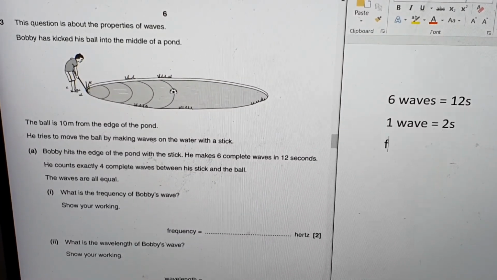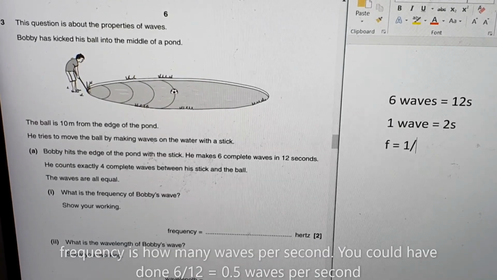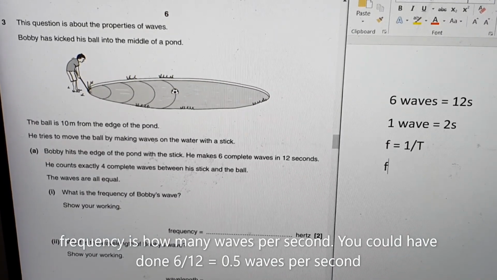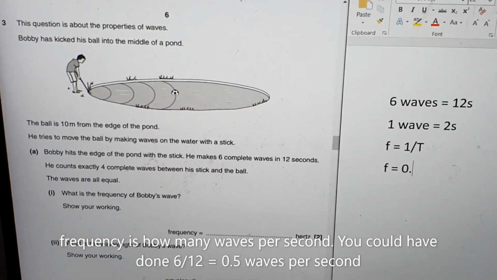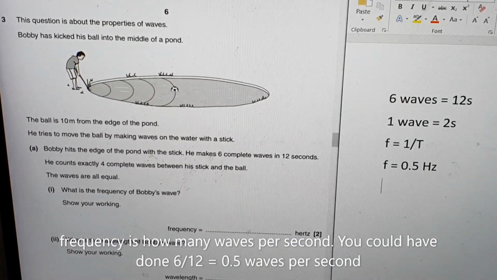We know the equation for frequency. So frequency is equal to 1 divided by T. T is the symbol for period. So f is equal to 1 divided by 2, and so that's 0.5 hertz. That is the frequency of Bobby's wave.